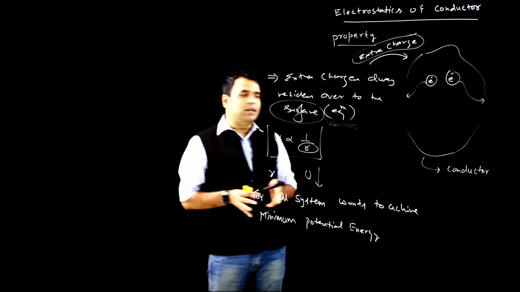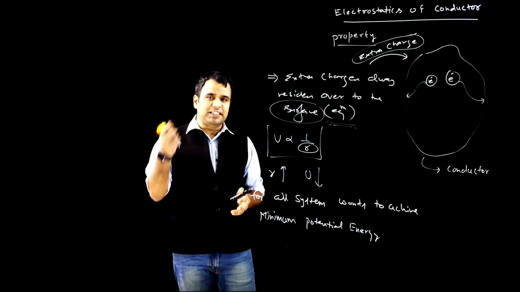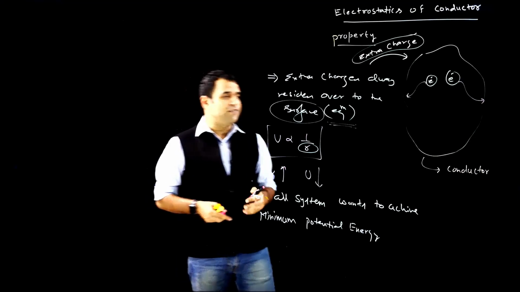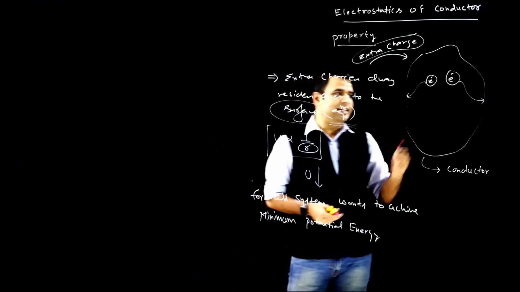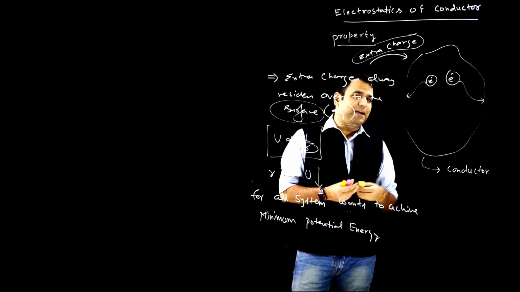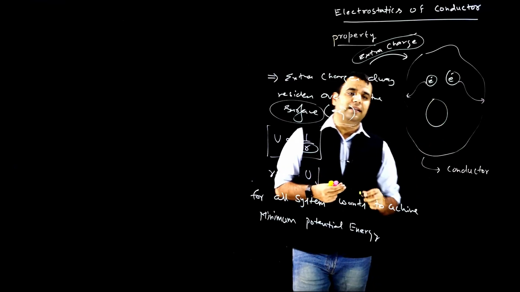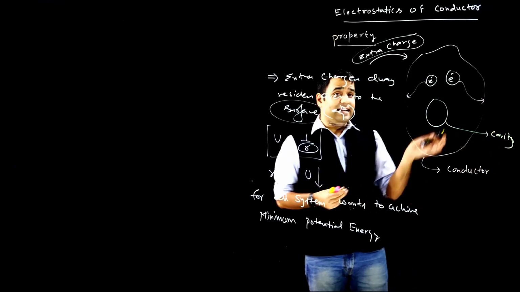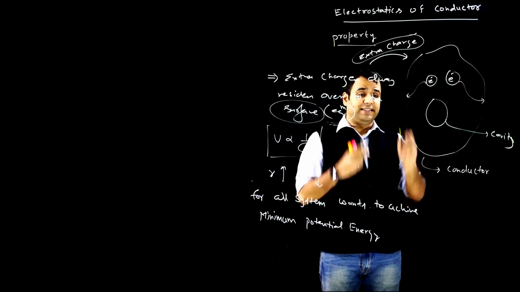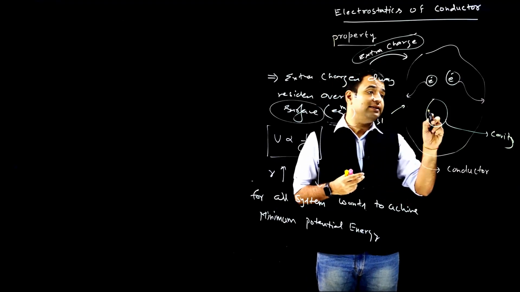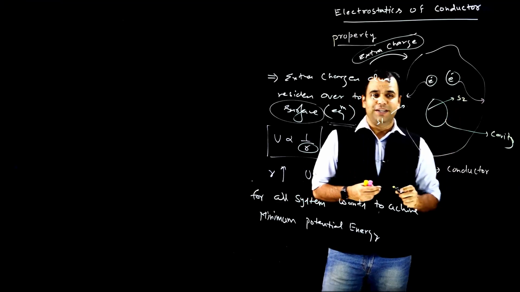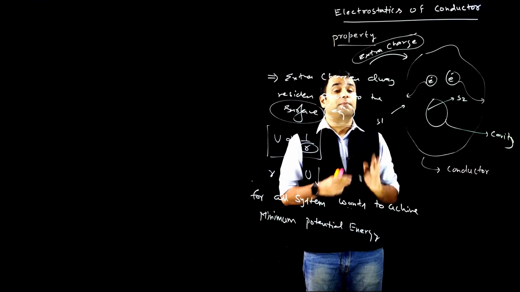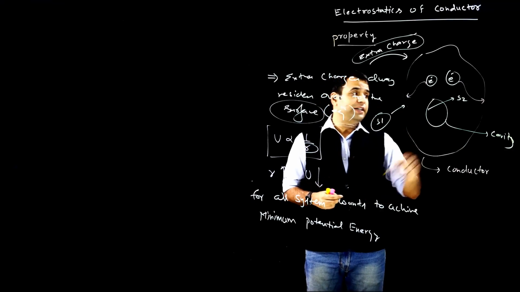So one more property we learn is that if you provide extra charges to a conductor, these charges are going to be on the surface. Now there can be two types of surface. This is one surface, and inside this is our conductor. If by any chance you have a cavity inside the conductor, this is my cavity. In this case, including the cavity, there are two surfaces. This is one surface, I'm calling it S1, and this is another, S2. So if I provide some electrons, these electrons have two places to go. They can go to S1 as well as S2.